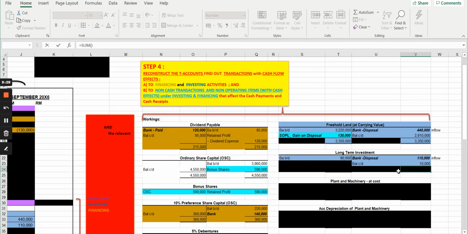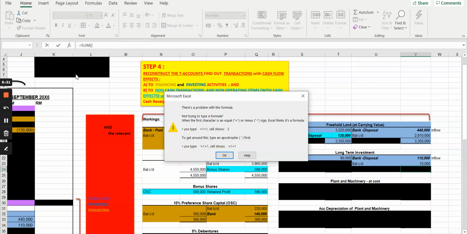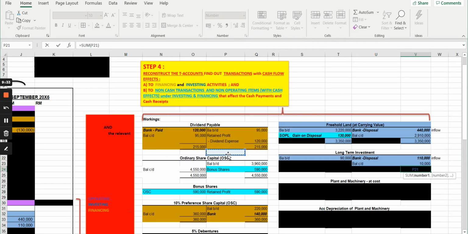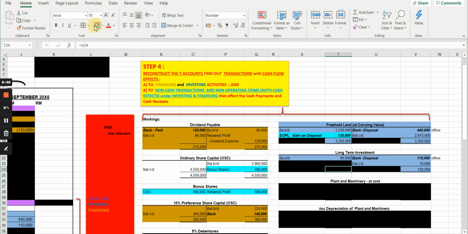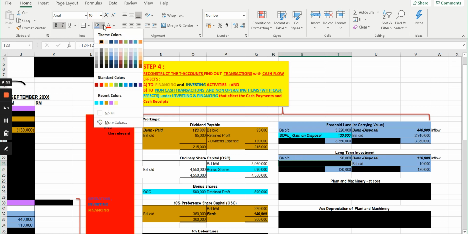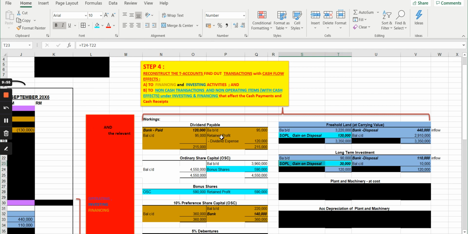This is your total. And your total would be, okay, I have to calculate them. 110, 120. This side should also be 120, right? And the figure that is missing here is actually going to be your gain on disposal. This figure is the gain on disposal.